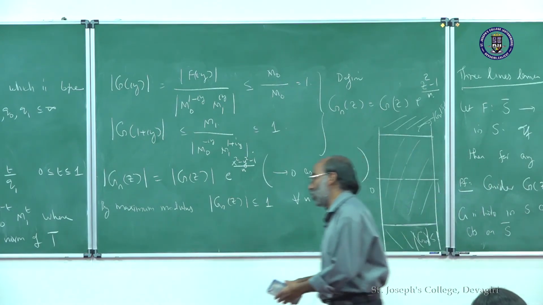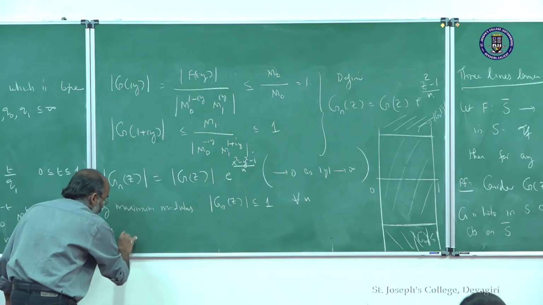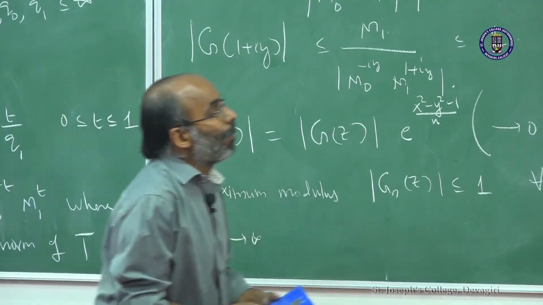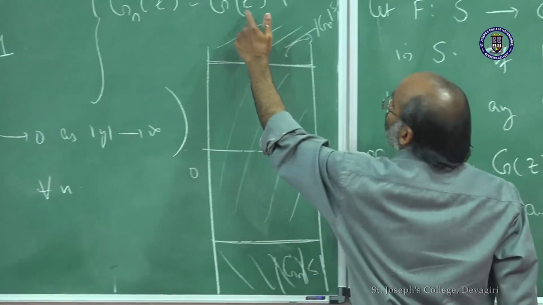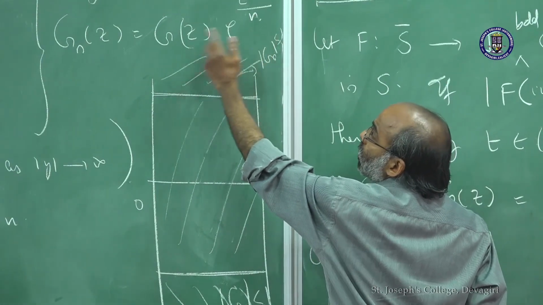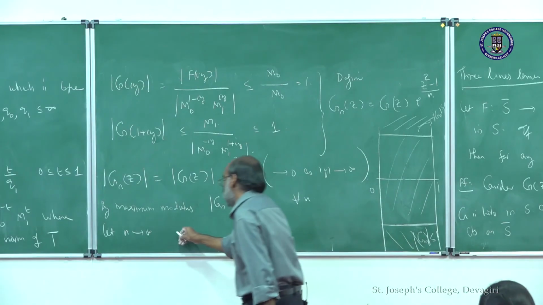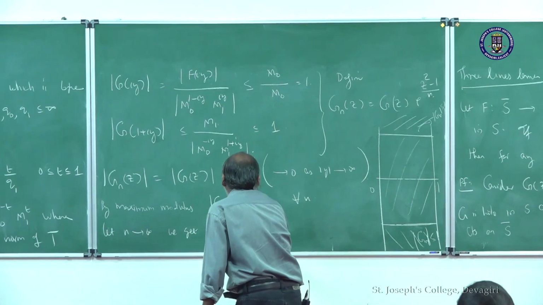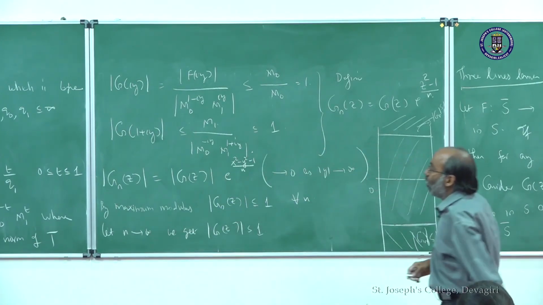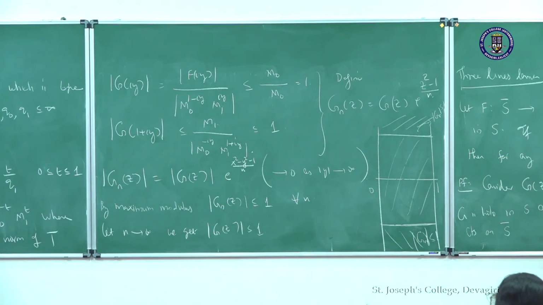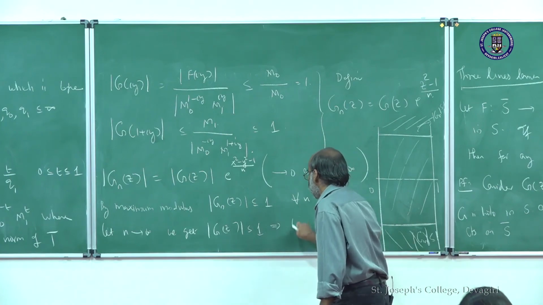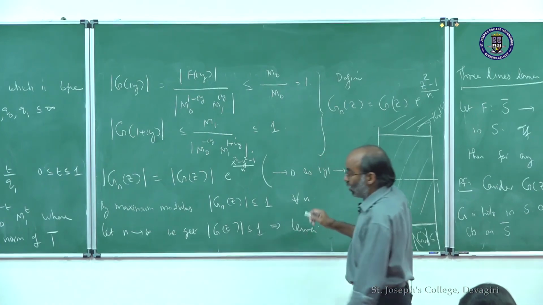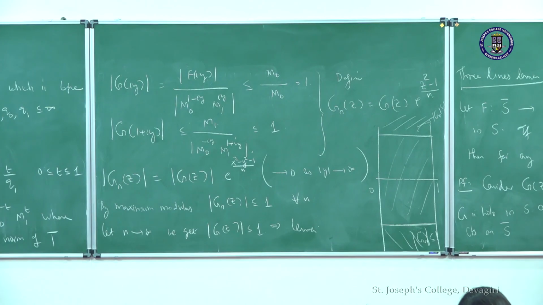So, I can let n go to infinity. What will happen? If n goes to infinity, for any fixed z, this goes to 1, so I will get g(z). So, this we get mod g(z) is less than or equal to 1, which is what we wanted. Remember, we defined this so that everything can be reduced to 1, which implies the lemma. Okay. So, it is a simple application of the maximum modulus.